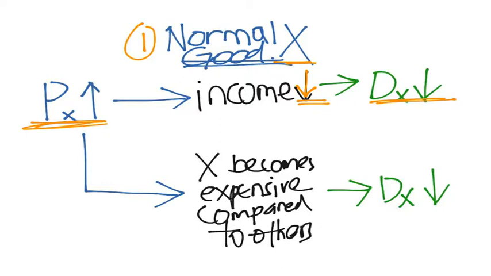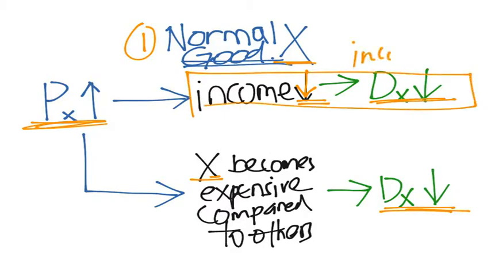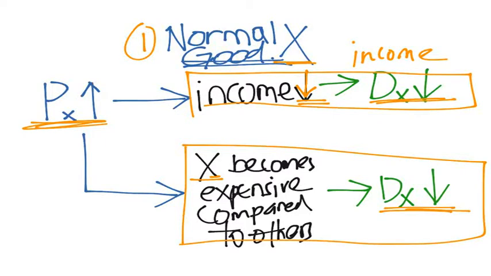Next, when the price of X increases, X actually becomes more expensive compared to other goods. When X becomes more expensive, we will demand less of X, right? Understand? So the first part here is what we call the income effect. The second part here is what we call the substitution effect.